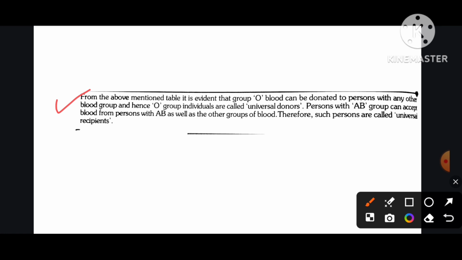From the above mentioned table, it is evident that group O blood can be donated to a person with any other blood group, and hence O group individuals are called universal donors. Persons with AB group can accept blood from persons with AB as well as the other groups of blood. Therefore, such persons are called universal recipients.